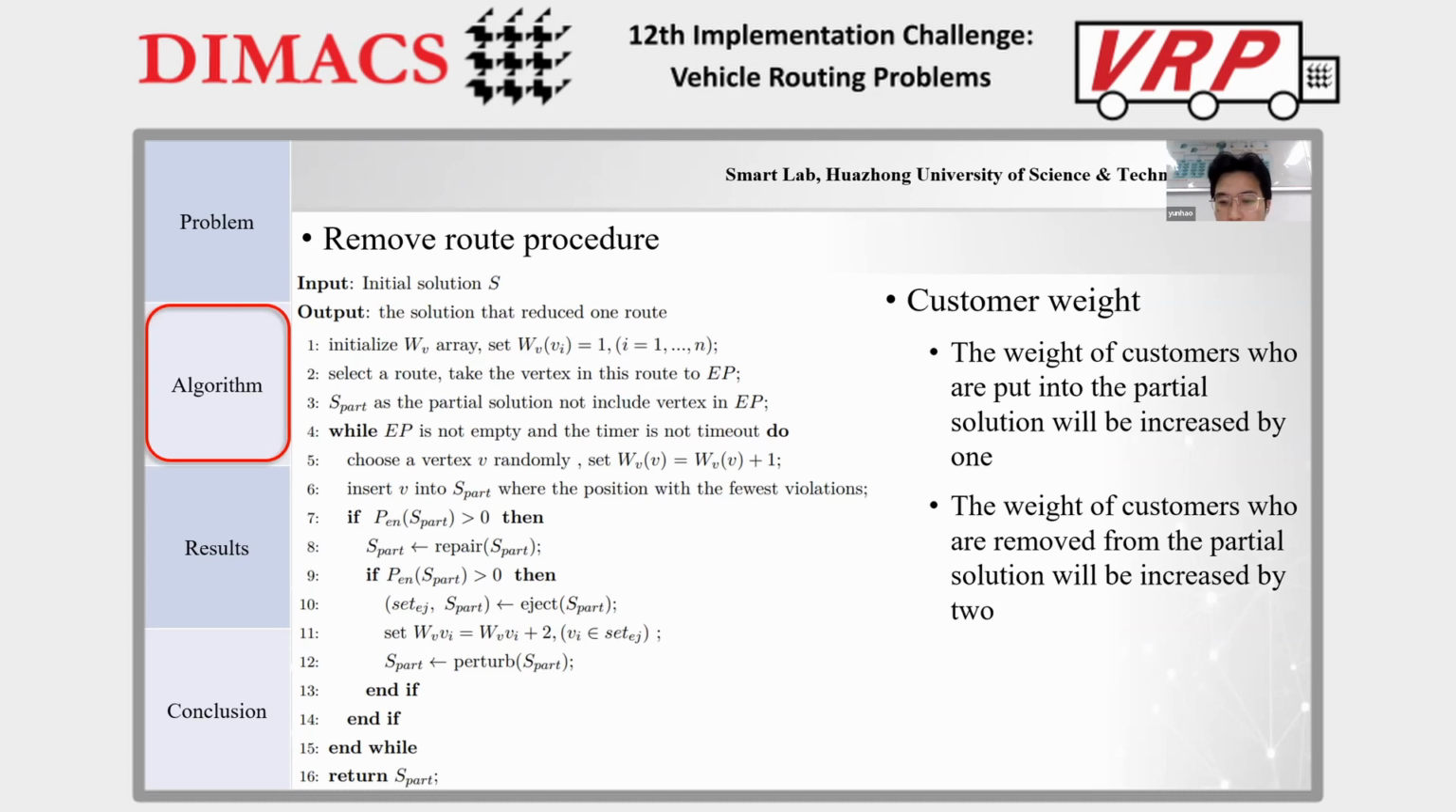The weight of each route is increased by 1, and the weight of each node to eject is increased by 2. After the ejection, the perturb procedure will be called.